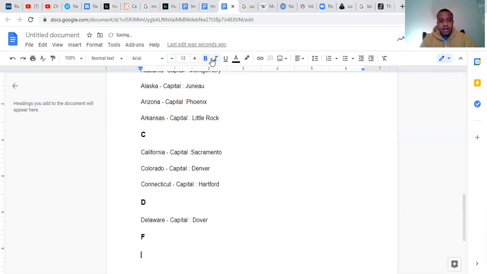The capital. We know a few cities in Florida. We know of Miami, of course. We know of Tampa Bay, home of the championship Tampa Bay Buccaneers. We know of Orlando, home of Disney World. But the capital of Florida is Tallahassee. Capital of Florida is Tallahassee.